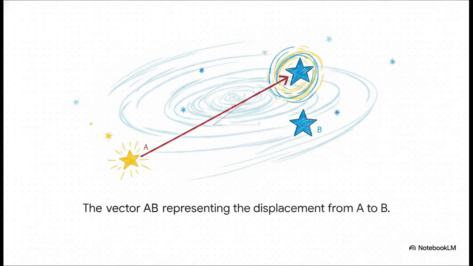When you map that calculation out in physical space, it's literally just a straight arrow. It starts right at our departure point, star A, and points straight to our destination, star B. And that arrowhead is incredibly important here. It explicitly shows our direction of travel. We aren't just hovering in the void between 2 points. We have a definitive starting line and a finish line.